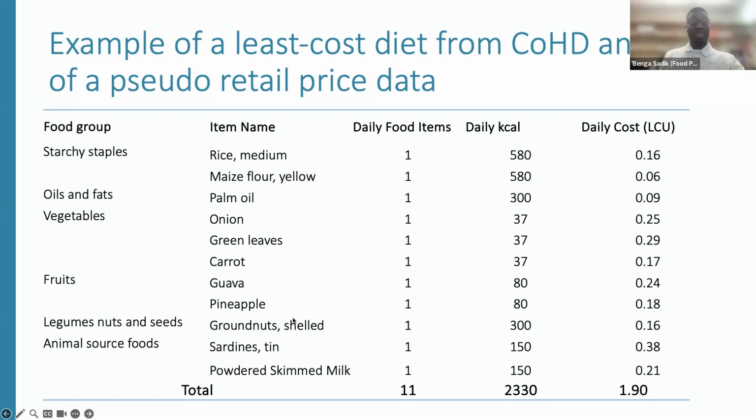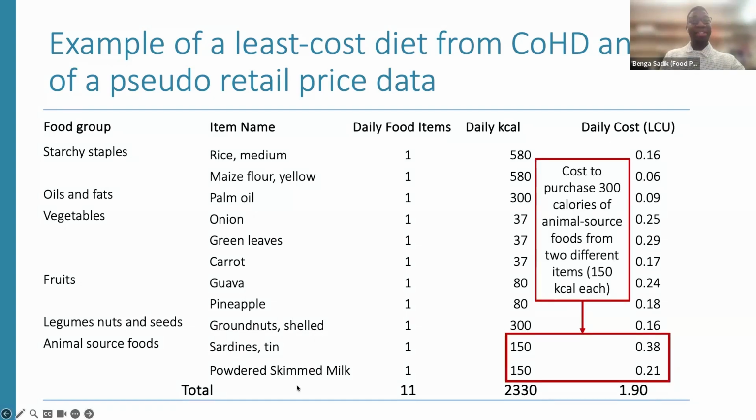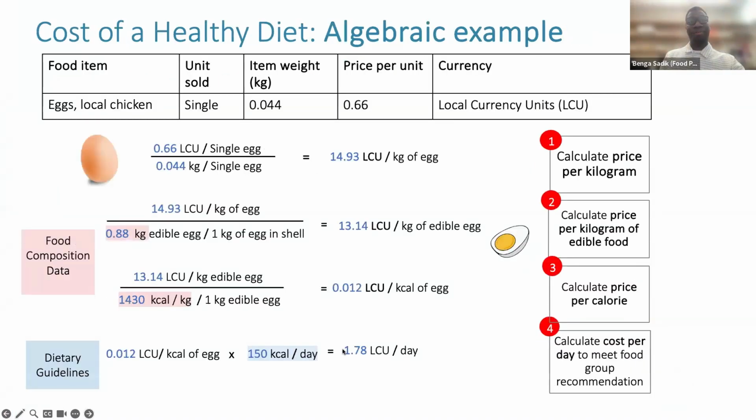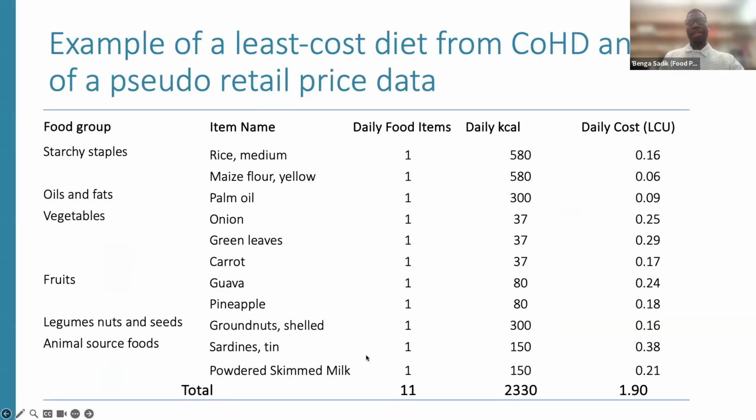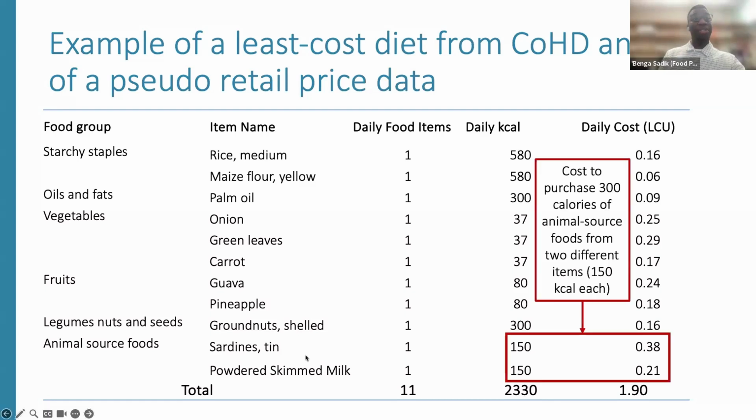And then one thing you would notice very quickly here is eggs are not here because we calculated the cost per day for eggs to be 1.78 in that particular location. And we have other food items in the animal source foods which are cheaper than that. So those are what are selected to be part of the healthy diet basket and the final cost of healthy diet calculation. The other thing I just wanted to quickly show is why we had to divide 300 by 2 to get 150, which we do for all animal source food.